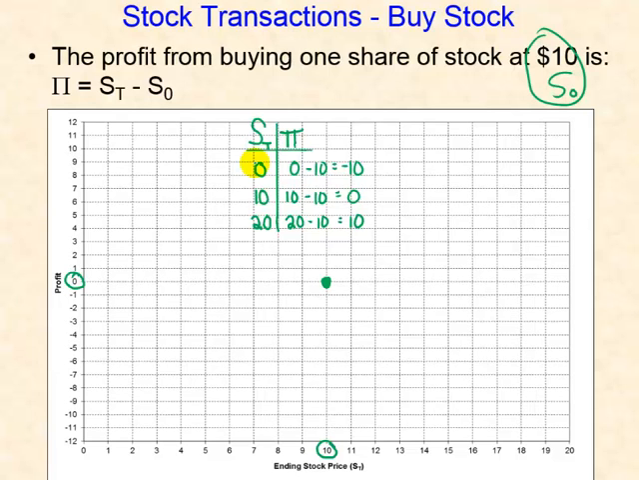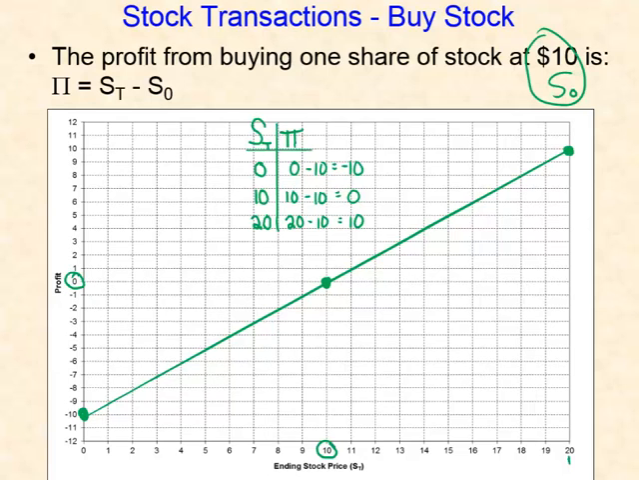If the stock price falls to $0, we can see that our profit is going to be negative 10. So we'll come down here to $0 and plot the profit at negative 10. Finally, if our ending stock price is $20, we know the profit will be $10. So we'll come over here on the x-axis to 20 and on the y-axis to 10, and we'll plot a point here. So we have several points that have defined our profit line. We can connect those points with a line and see the total profit chart.